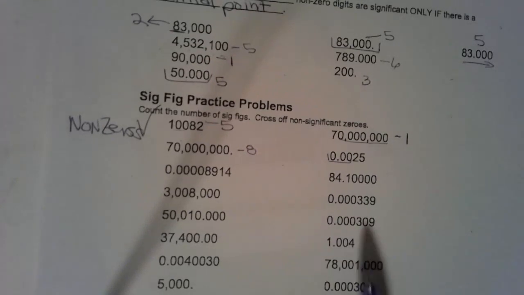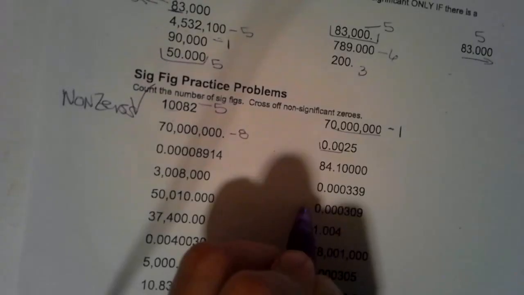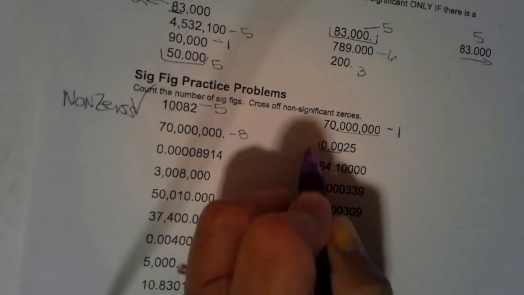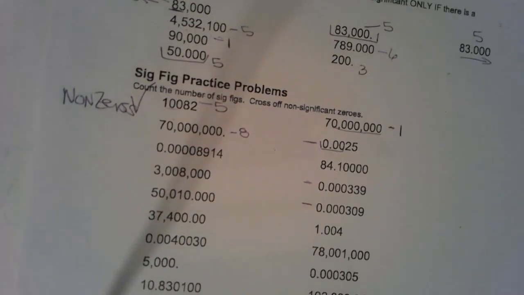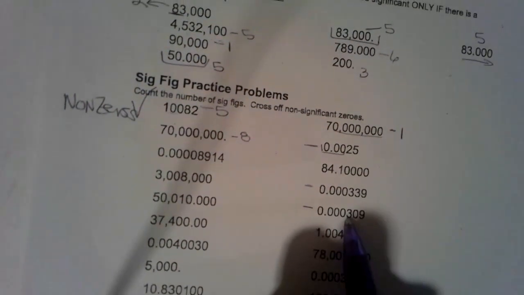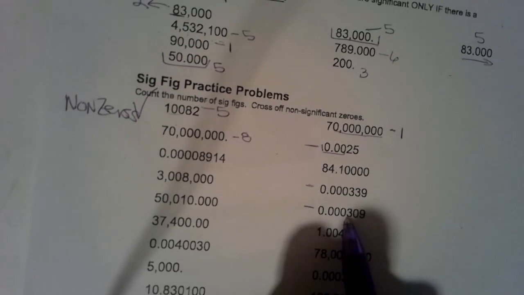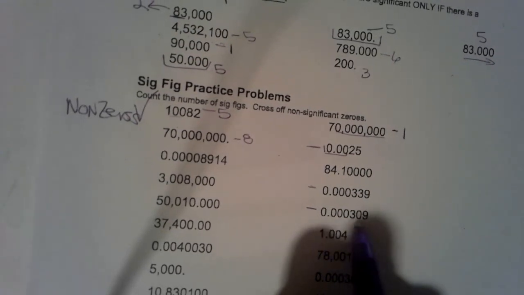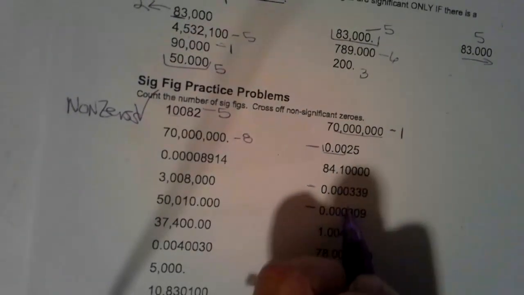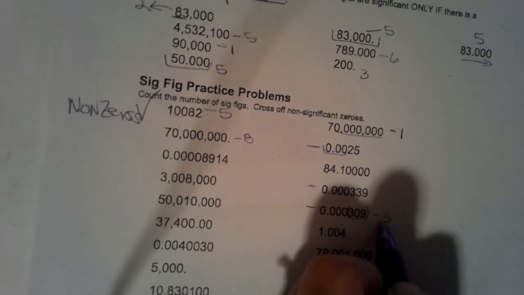Here we have a small number. All these that I'm putting a little line beside them, they all are small numbers less than 1. So really the measuring starts way into the smallness of it. And the 309 is significant. So all this 309 is significant. That's going to be 3.